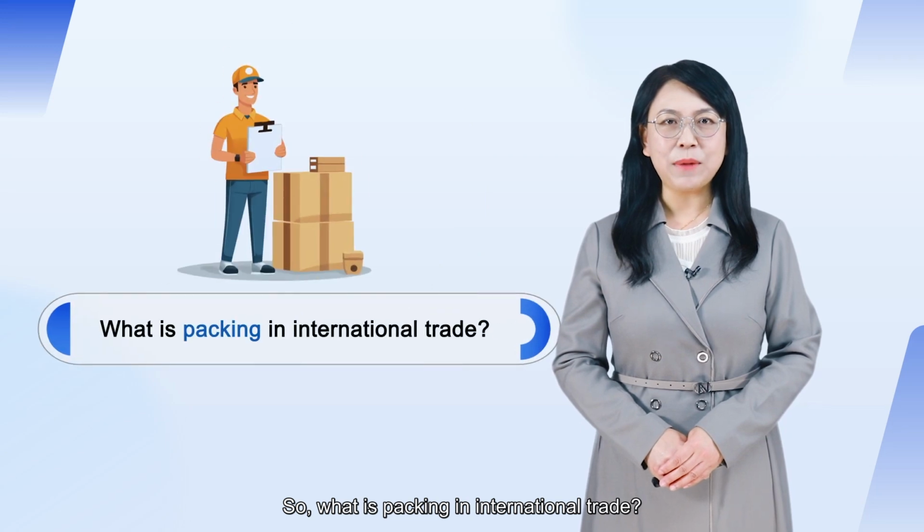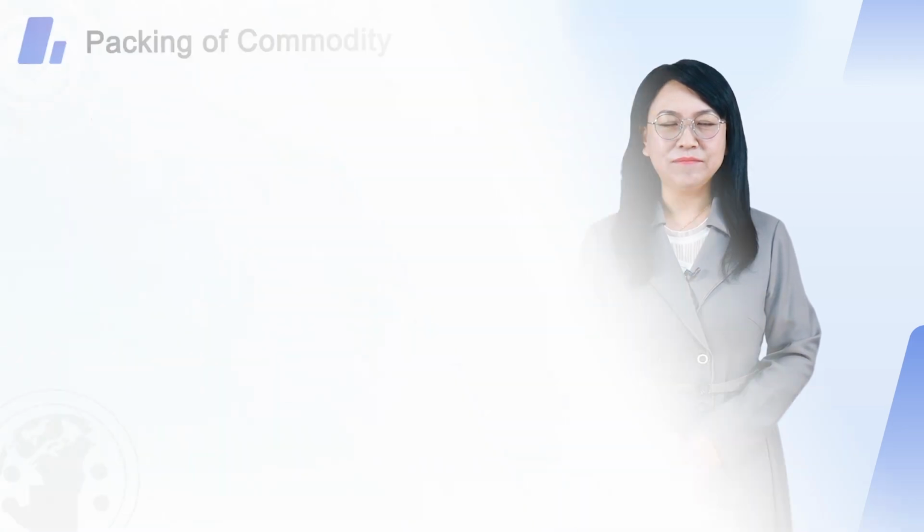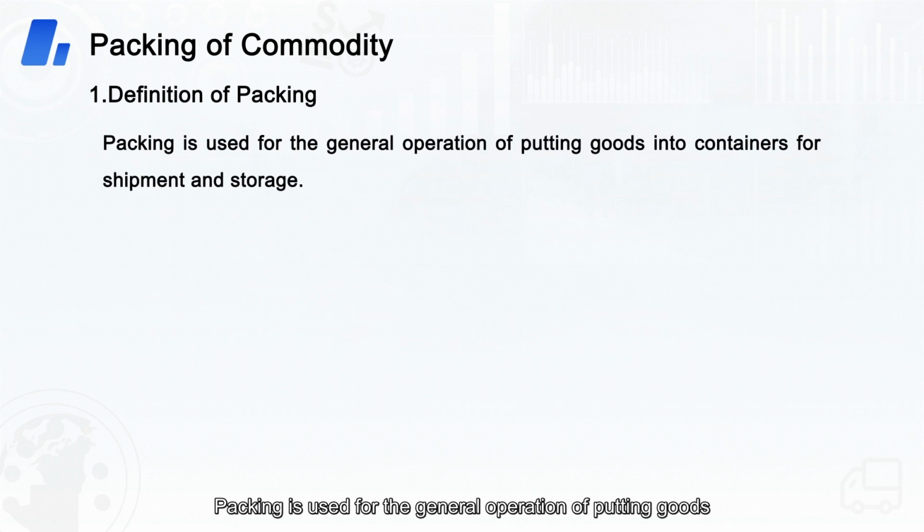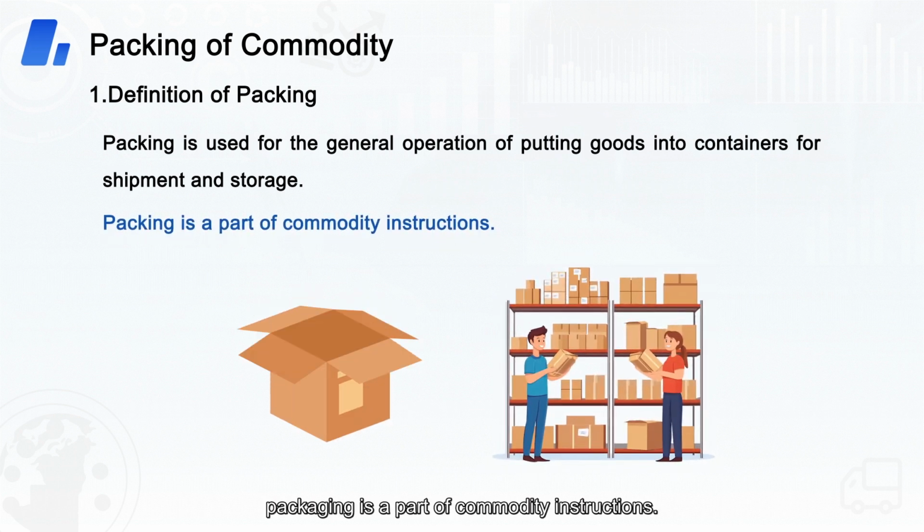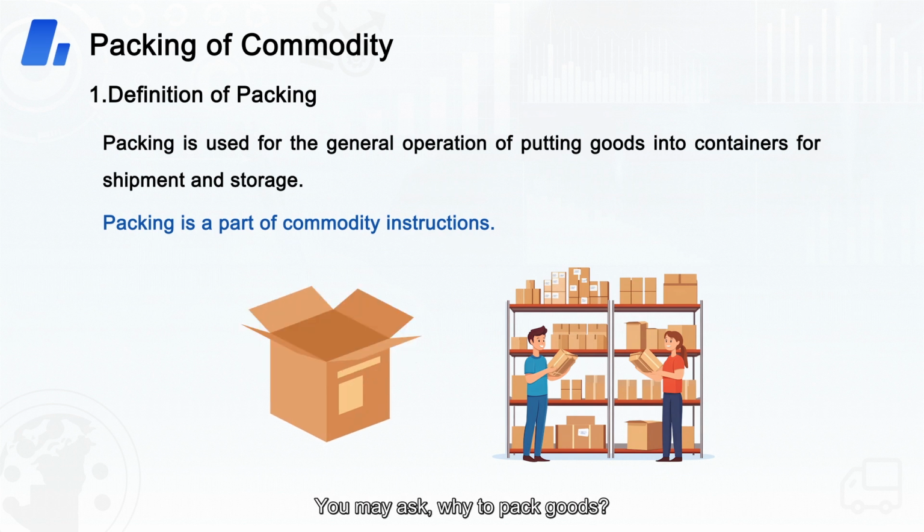So, what is packing in international trade? Packing is used for the general operation of putting goods into containers for shipment and storage. From the view of the law, packaging is a part of commodity instructions. You may ask, why pack goods?